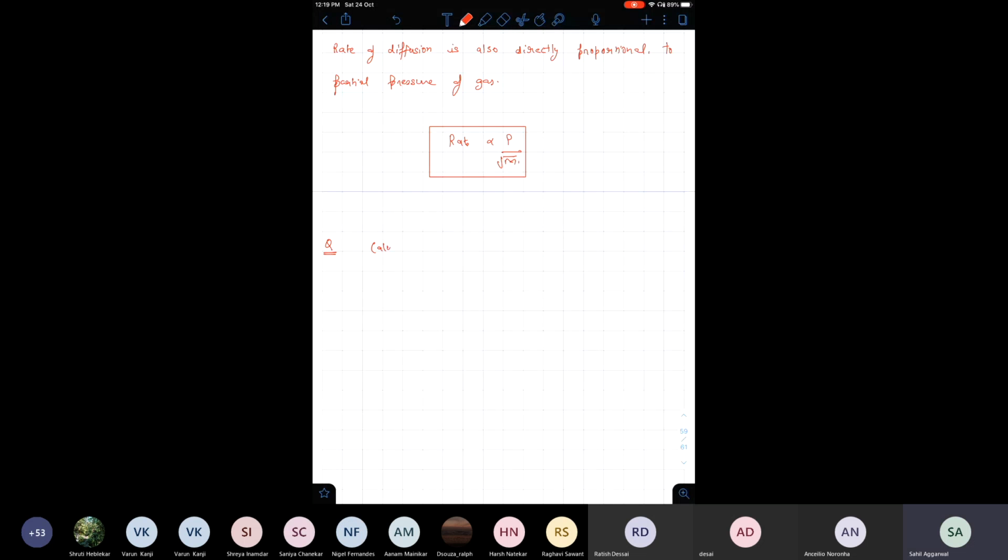Calculate the ratio of rate of diffusion.